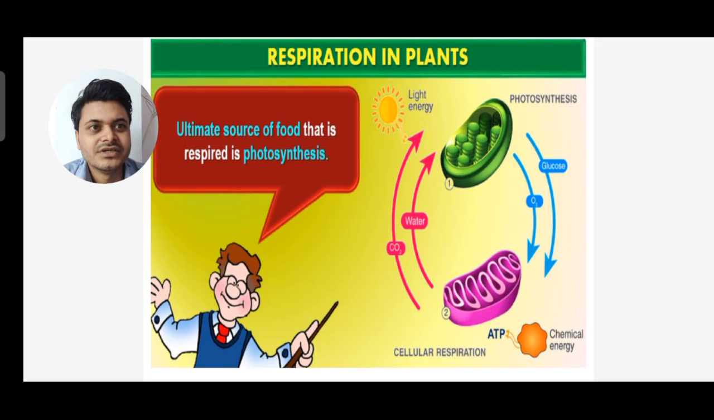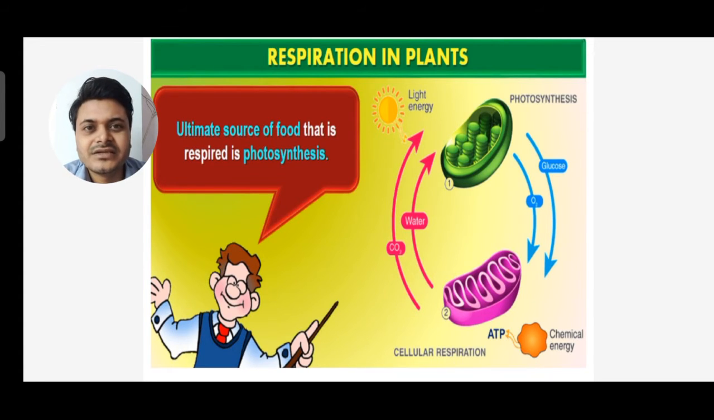You can see the light energy, and you can see there is carbon dioxide and water. Left hand side is photosynthesis and right hand side is the reaction for respiration. You can see the photosynthesis reaction is given here: carbon dioxide plus water in presence of sunlight, that is light energy, and chlorophyll. This all takes place in chloroplast, not mitochondria, and you can see oxygen and glucose are produced.